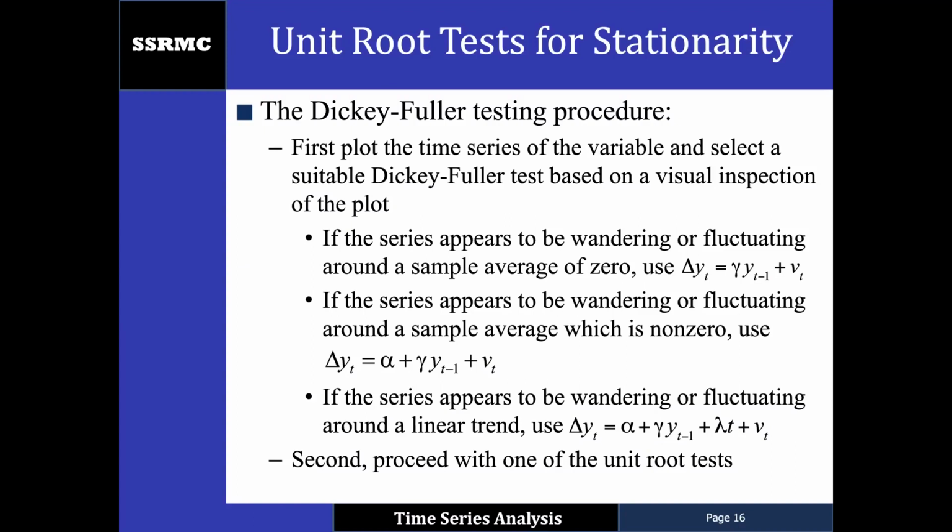However, if it is wandering around a non-zero mean, that's an indication we need to include an intercept term. If there is a linear trend, an upward or downward trend, then we need to add the trend part, the lambda times t part, into the test equation. Then we go ahead and estimate the value of gamma to perform the test.